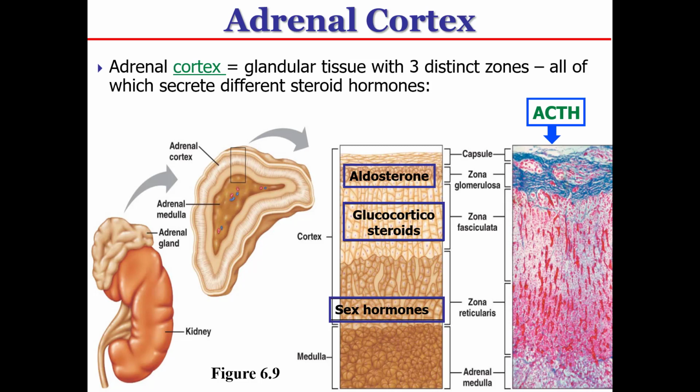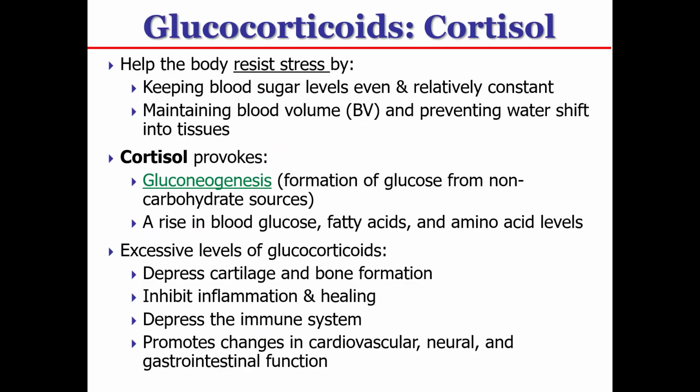And then the bottom, zona reticularis, our last zone, the gonadocorticoids, mostly androgens, and androgens are responsible for the sex hormones that regulate reproductive function, as well as secondary gender characteristics, which we normally associate with being female or being male. So when the body has times of stress and it needs to resist this, keeping blood sugar levels even and relatively constant is a benefit of having steroid hormones around and maintaining blood volume, which I just mentioned.